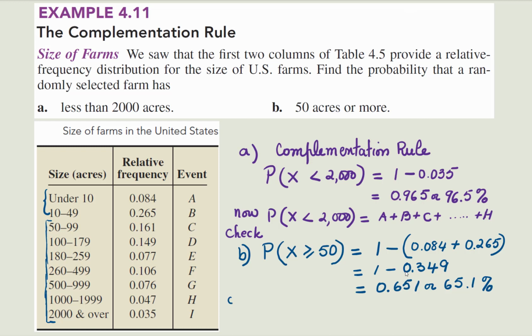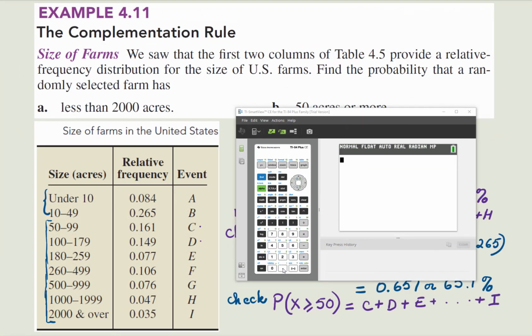If you did not use the complementation rule, you can directly add up all the events from C to I. That's where X is greater than or equal to 50 acres. From C to I, it's going to be C plus D plus E plus and so on until I. And use your calculator to check it, and you should get the same answer, 65.1%.